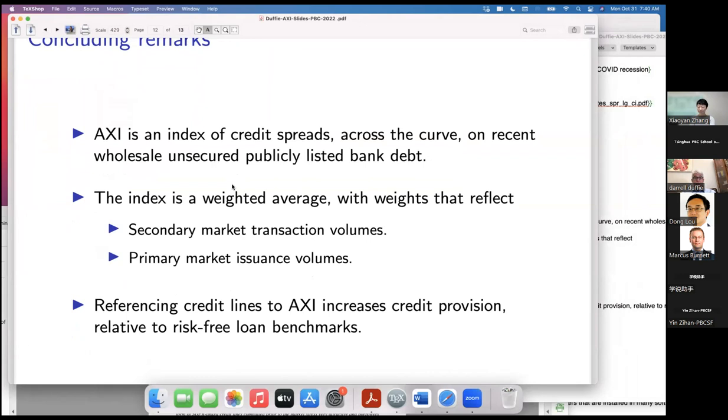First, AXI is an index of bank credit spreads across the curve on recent wholesale publicly issued bank debt. And that's just what it is. It's across the curve, meaning it's across all maturities. And that's why I said it's better than LIBOR, because LIBOR is only one maturity and it's not a maturity that banks are using very much anymore. So why would you want an index that banks are not using anymore? You would want an index that gives you the credit spreads that banks are actually using, which is across the whole curve. By the way, the reason the banks are not issuing at 3 months anymore is that new regulations of banks require that they borrow at longer maturities rather than shorter maturities.